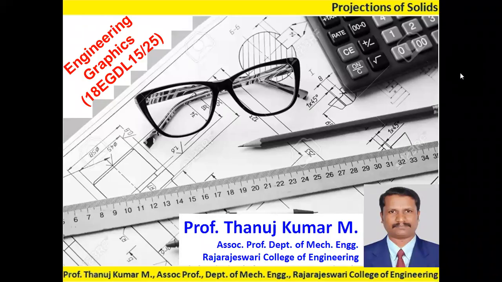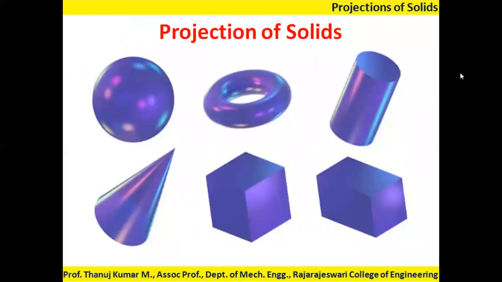Good morning, everybody. Today we'll be talking about engineering graphics, in which we talk about projection of solids. Under projection of solids, we talk about projection of cylinders. Cylinders is under revolution of solids, where if any plane such as a rectangle, right angle triangle, or hemisphere is rotated by 360 degrees, you will get a solid.